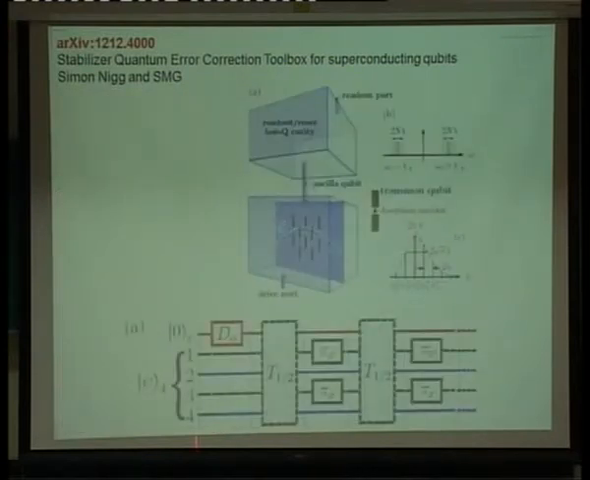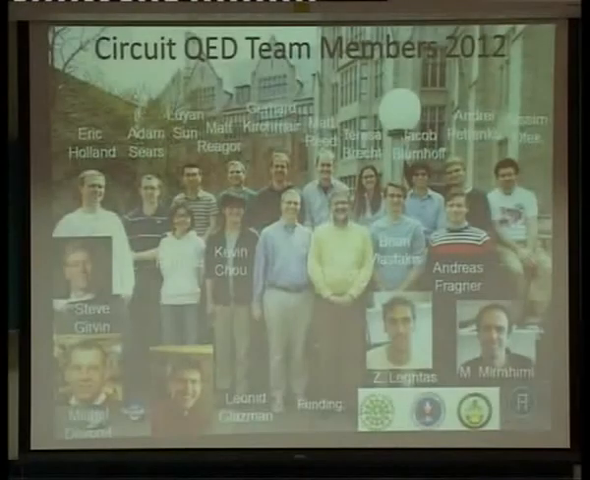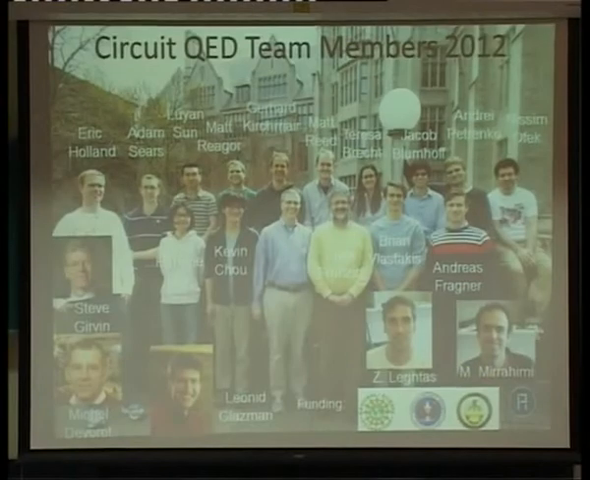So I'm out of time, so I'll skip over the details of the proposal and just summarize by saying that this very simple dispersive Hamiltonian, but with extremely strong dispersive coupling of thousands of line widths, allows us to entangle qubits with cavity, map qubit states onto photon cat states, make, in principle, error-correcting quantum memories, and perhaps in the future do topological quantum computation. So I'll stop there, and thank you very much.